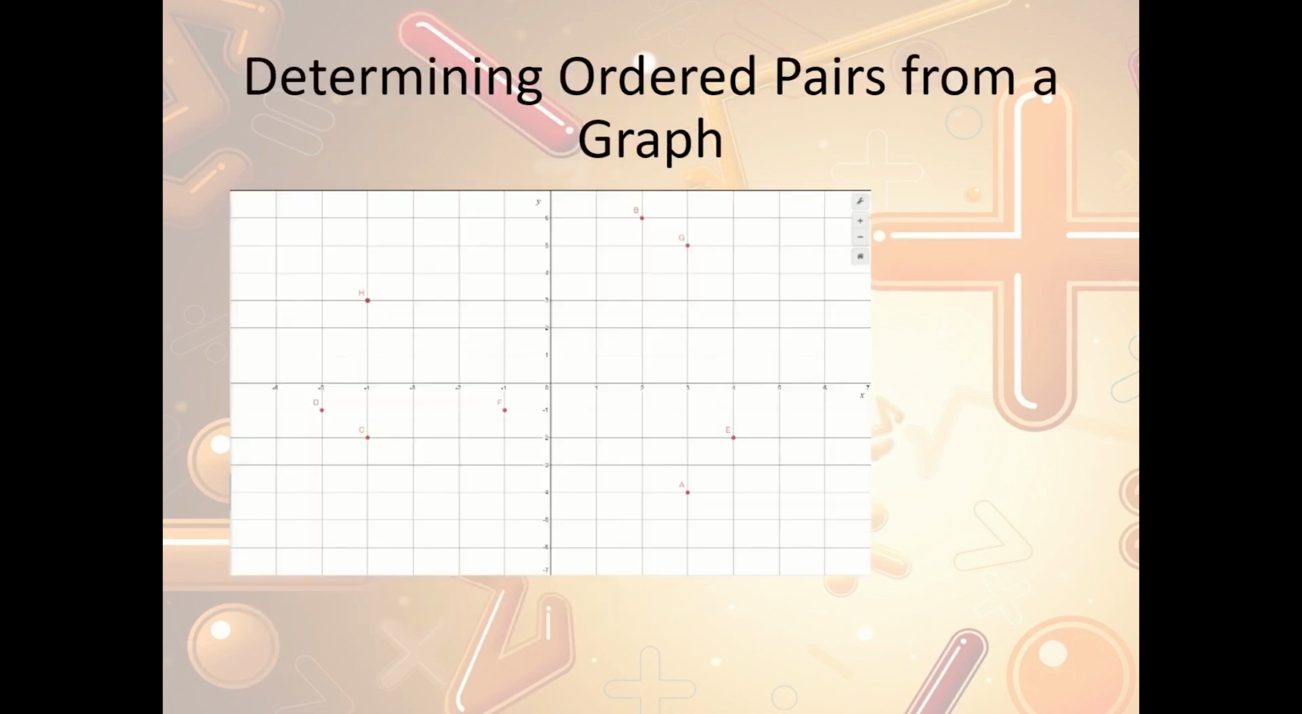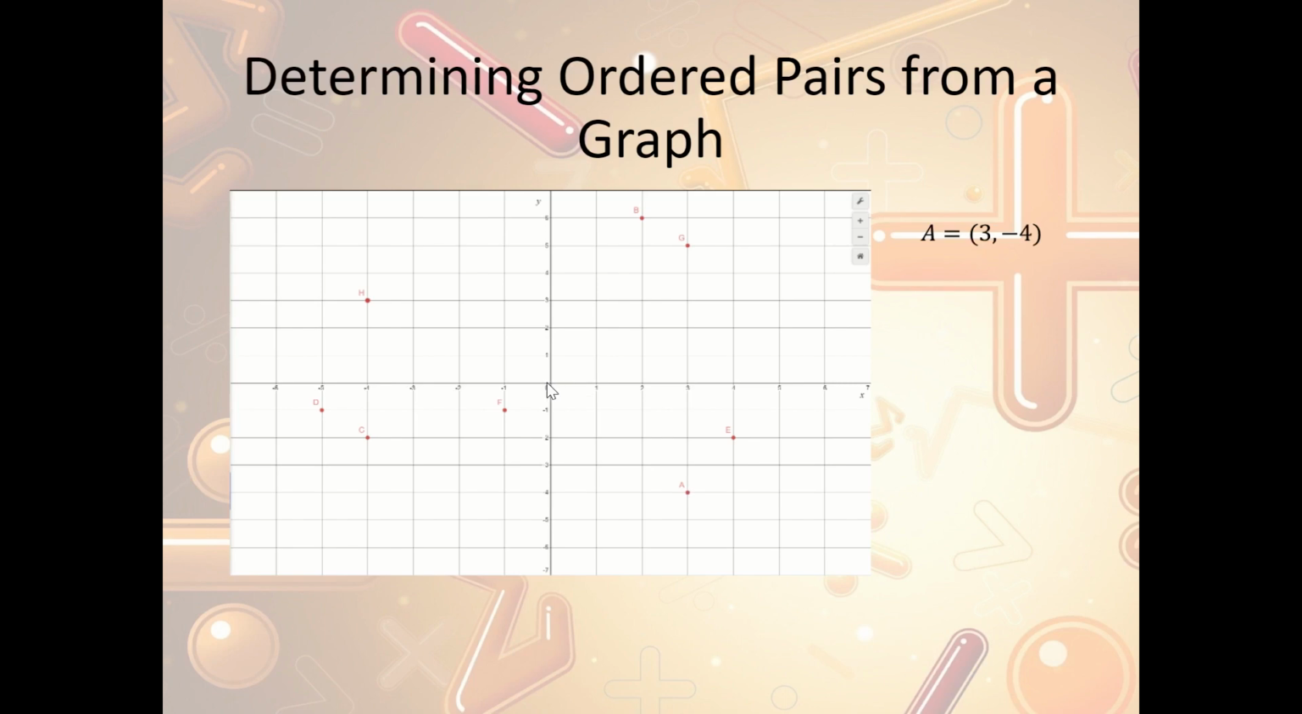Now part of this is being able to plot the points, but the other part of it is being able to recognize the points once they're already graphed. So in this case, I'm given some points and asked to find where those ordered pairs are. Let's look at A, which is here. I can see that my x value is 1, 2, 3, and my y value is down 1, 2, 3, 4. So it's x equals 3, y equals -4. That would be my point for point A.